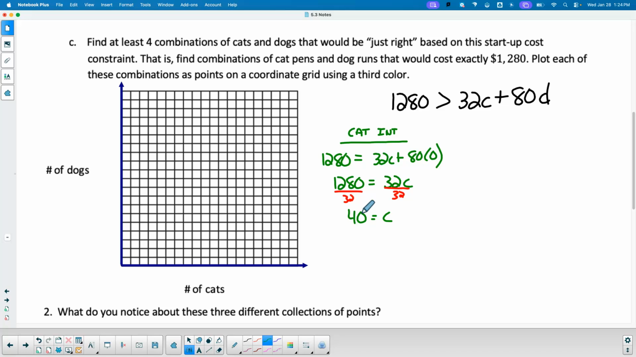With me? Okay. Find me now the dog intercept. How much? 31? I think 31's too many. Yeah, 31's way too many.